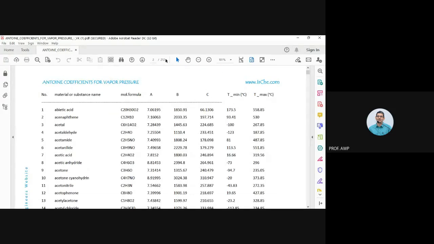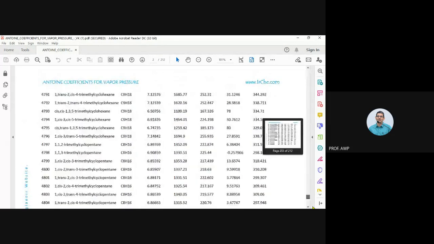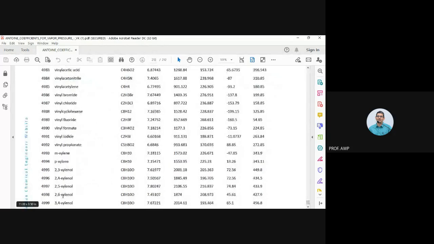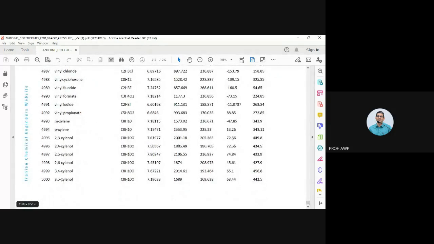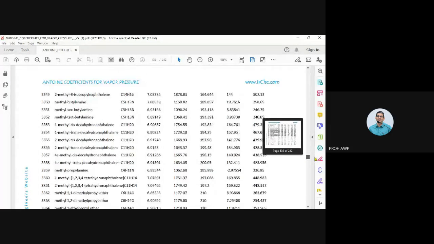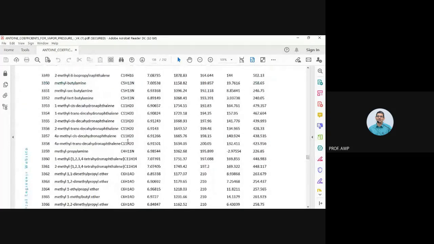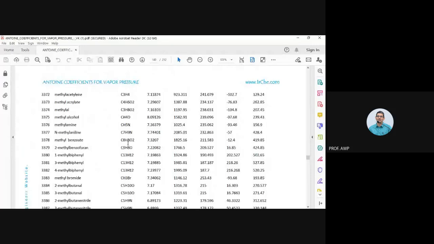Okay, so now we go down. There are about 212 pages in this document, which means there are a lot of compounds, right? There are about 5,000 compounds whose Antoine constants are given. So we will have to look through this. We will have to look at methyl alcohol or methanol, whichever is reported. They seem to be doing it by the IUPAC method, so we need to look at methyl alcohol. Yeah, so this is methyl alcohol, entry number 3375. Are you able to see? Yes, sir.